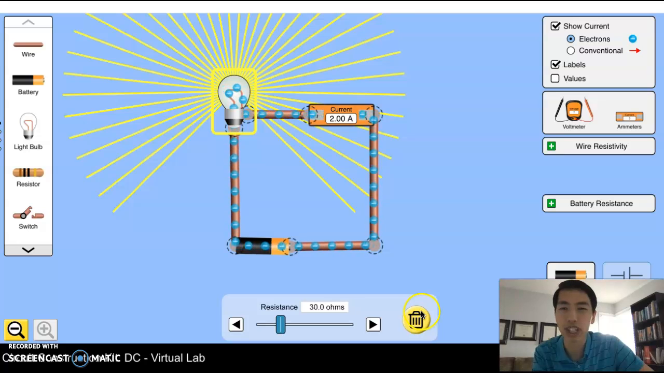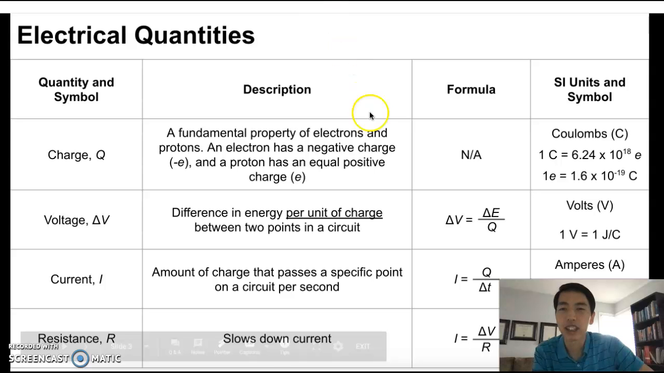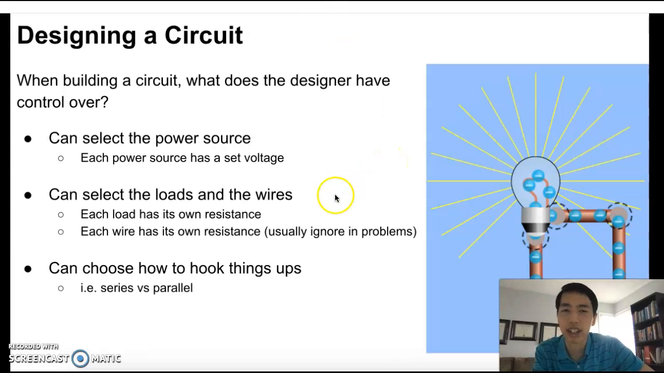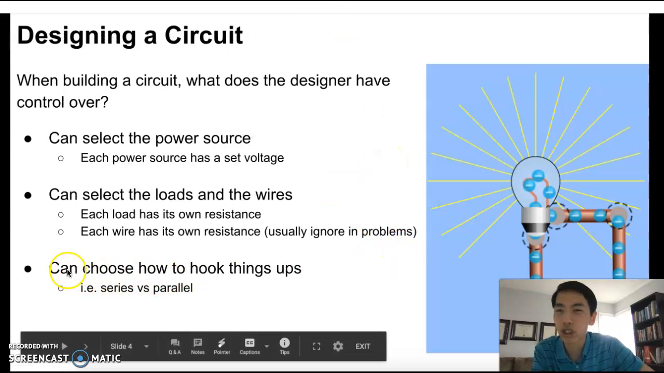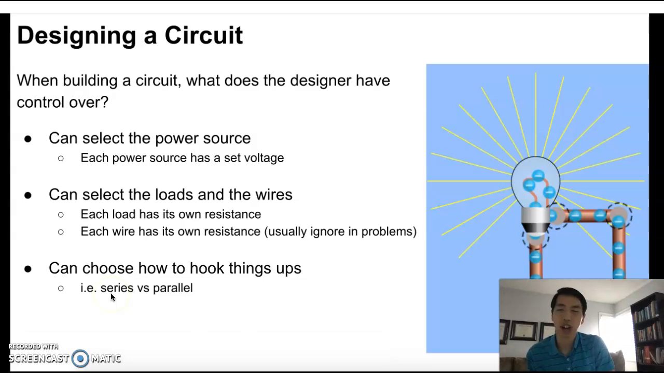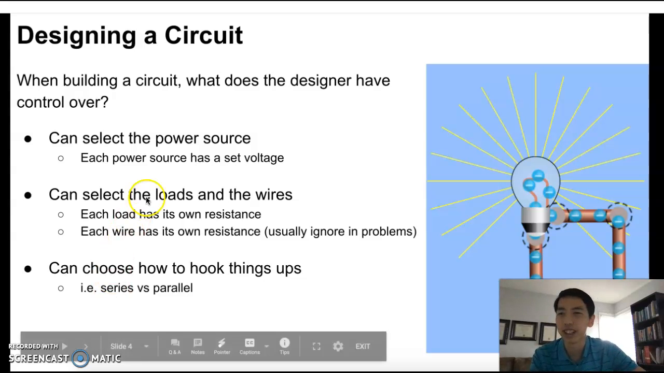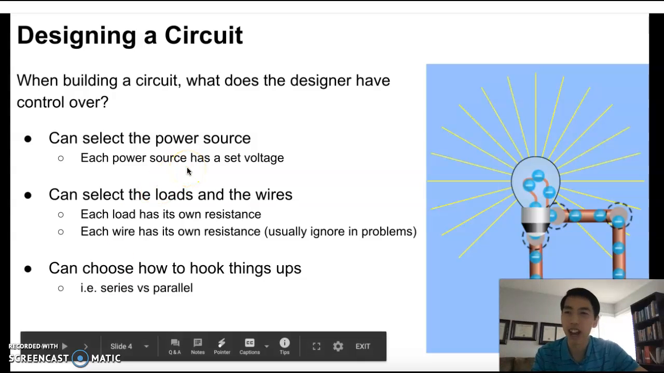Okay, so that's what you can and cannot control in a circuit. Oh, one other thing I can control in a circuit is how I hook things up. I can either hook things up in series or parallel, or if I have a lot of things, a combination of series and parallel, and whatever I choose to do is going to make a difference in terms of currents and voltages and all of that. But that's for the next lesson, and the lesson after that as well.